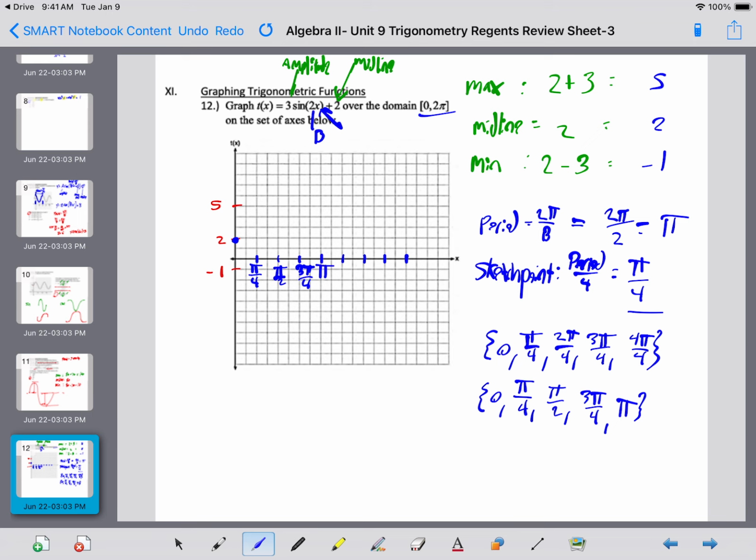If we were to go further, it's going to be 5 pi over 4, 6 pi over 4 is 3 pi over 2, 7 pi over 4, 8 pi over 4 is just 2 pi.